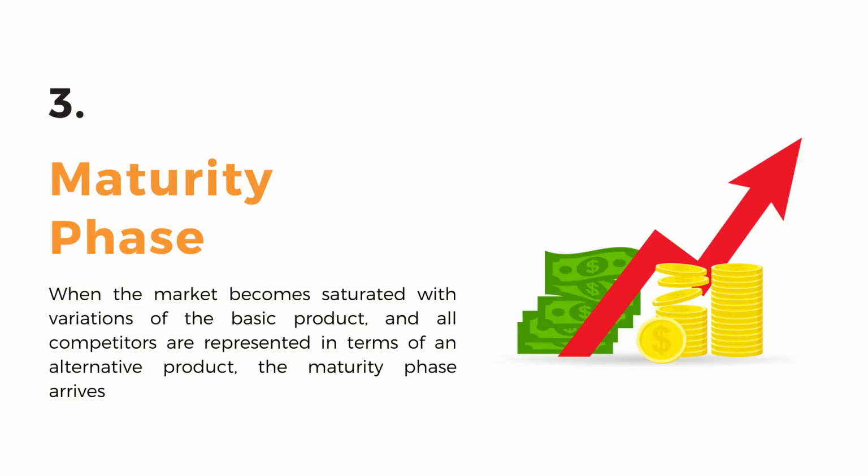And let's jump to the maturity stage or the maturity phase. Again, because of the name, you might say maturity, so it's mature, and yes, you're right. So when the market becomes saturated with variations of the basic product, and all competitors are represented in terms of an alternative product, the maturity phase arrives. So this period is a period of the highest returns from the product. So in this phase, you did all of the hard work, you did all of the strategies that you could think of. So now you're just receiving the money from that hard work.